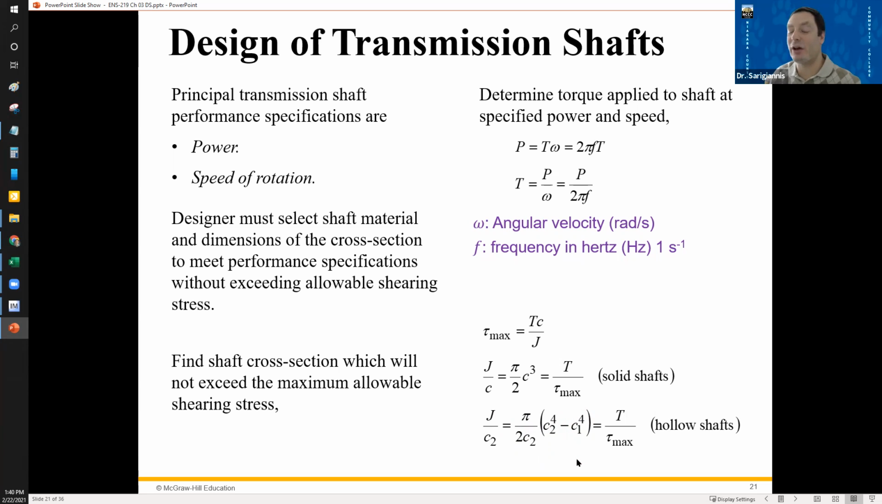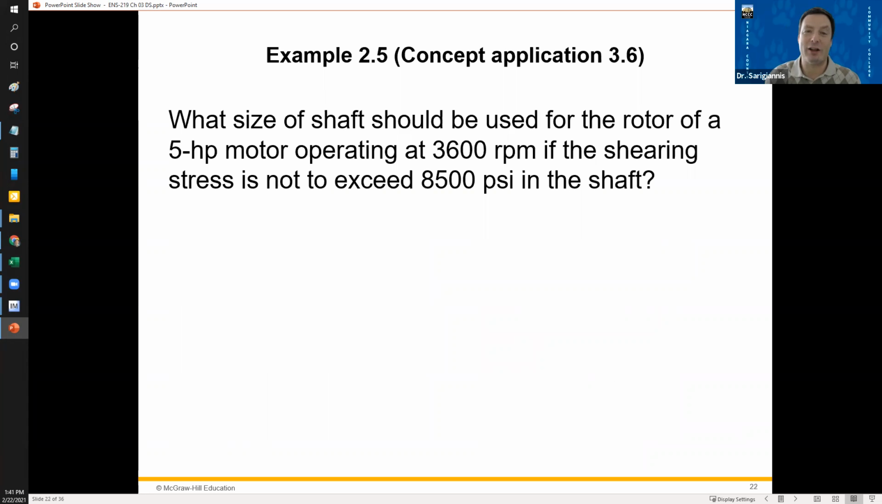Now, you may be given some relationship between these radii, right? Like if you know the wall thickness, you can say C1 is just C2 minus whatever. You may know the ratio. If someone tells you C2 is 1.1 times C1, or C1 is 0.8 times C2, you can plug those numbers in, and that's for hollow shafts. All right, so let's do this concept application. That's really all you need to know on top of all this stuff is the whole power equation.